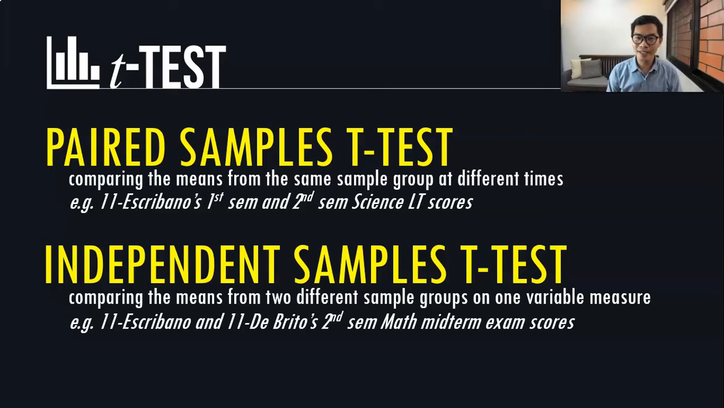If we compare this with the example from the paired samples t-test, you can consider an independent samples t-test if you have two sections. In this case, you have 11 Escribano and 11 De Brito, and you would like to see if there's a significant difference in their math midterm exam scores. Since there are two groups involved and you only have one variable measure, the math midterm exam scores, you can now apply the independent samples t-test.